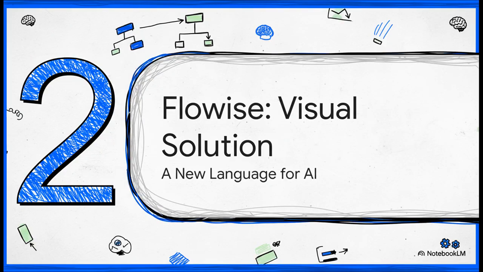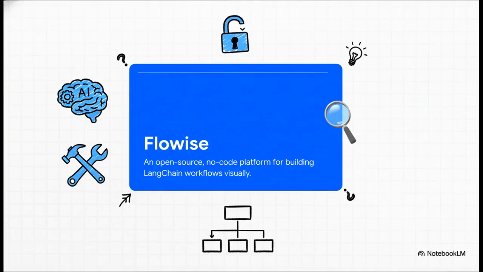And this is exactly where Flowise comes in. It's like this brilliant visual layer that sits right on top of all those complex tools. It's basically creating a whole new language for building AI, one that's graphical, not text-based. So, to put it simply, what is Flowise? It's an open-source platform that lets you build those exact same powerful LangChain applications, but you do it all visually. Drag, drop, connect. Absolutely no programming required.